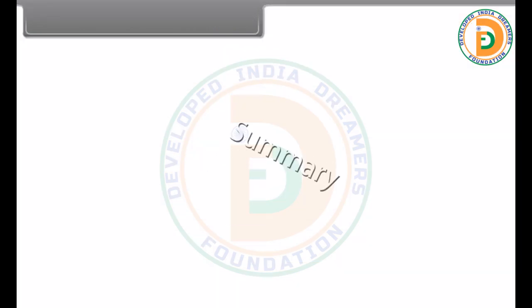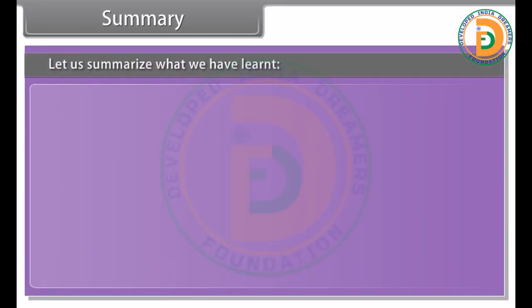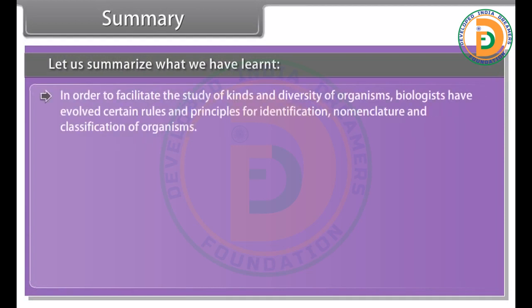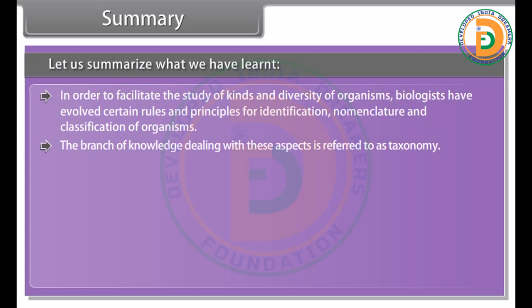Summary. Let us summarize what we have learned. In order to facilitate the study of kinds and diversity of organisms, biologists have evolved certain rules and principles for identification, nomenclature, and classification of organisms. The branch of knowledge dealing with these aspects is referred to as taxonomy.